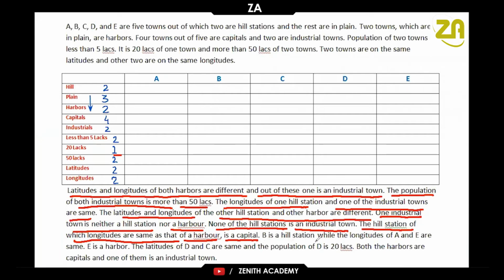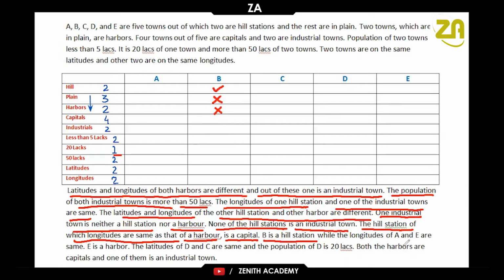B is a hill station. So now it is direct information, right? B is a hill station. So let us take B as a hill station. It was given that out of these 5 towns, 2 are hill stations and the rest are plain. Means if B is a hill, no question of being plain. And out of 3 plains, 2 are harbors. When B is not a plain, there is no question of being a harbor. So B is a hill station. It is the first direct information.